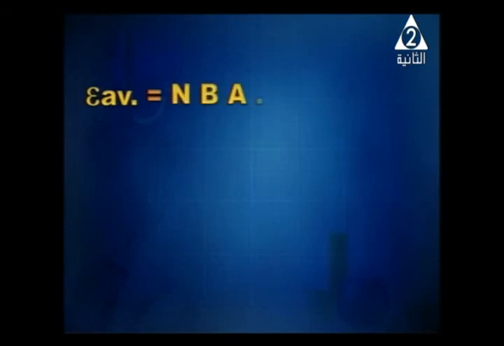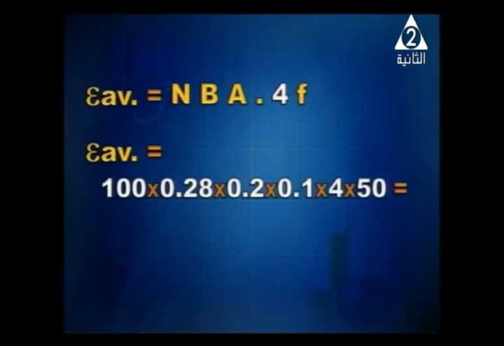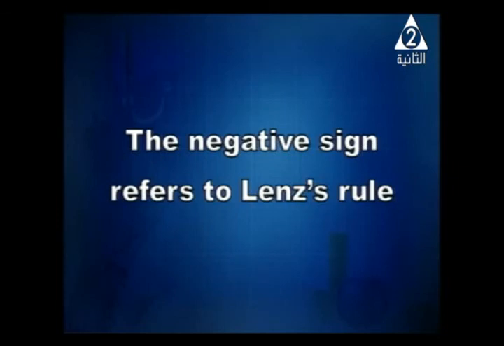EMF average equals NBA times 4F. F is the frequency. So average EMF equals 100 times 0.28 times 0.2, 0.1. These are the dimensions of the coil. Okay, times 4, and frequency is given 50. 3000 over 60, it is 50. It will be 112 volt. And of course, you remember the negative sign refers to Lenz's rule.